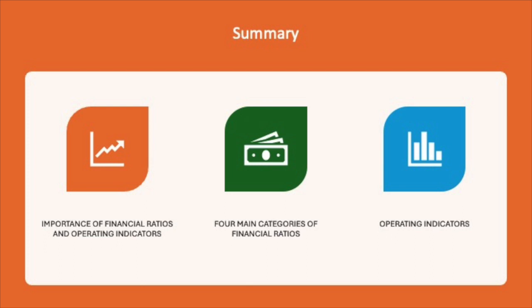So, let's recap what we've covered in this presentation. We've explored the importance of financial ratios and operating indicators in assessing the financial performance of healthcare organizations. We've covered 4 main categories of financial ratios: profitability, liquidity, capital structure, and turnover ratios, as well as the role of operating indicators in providing insights into operational performance.